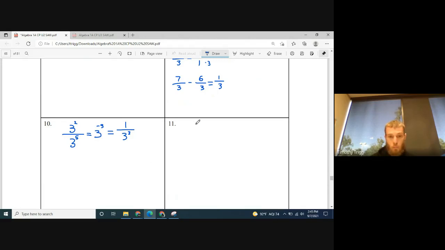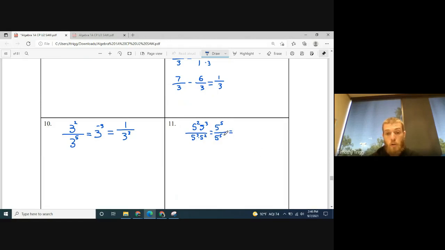Okay, question 11. We have 5 squared times 5 to the third over 5 to the third times 5 squared. Well, we can combine these on top here, right? When we're multiplying, we add the powers as long as the base is the same. So here we have base 5, so we're going to go ahead and add those powers. So we can rewrite the numerator as 5 to the power of 5. In the denominator, we have 5 to the power of 5 again, right? Adding these powers because they have the same base and we're multiplying.